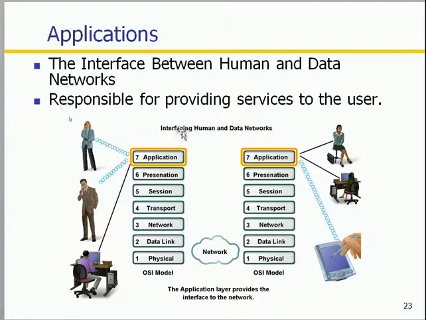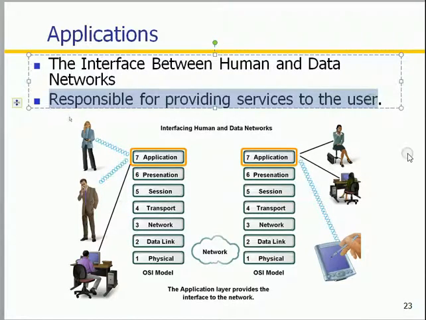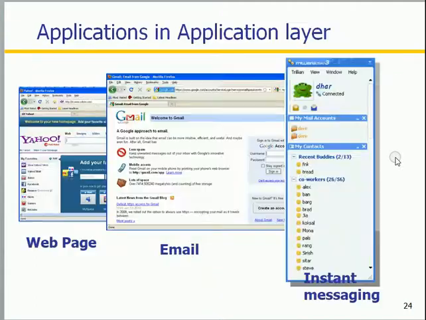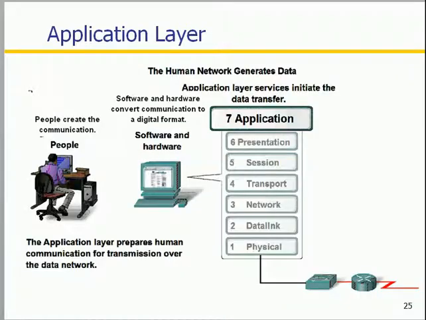Application layer is the interface between human and data networks, and it is responsible for providing services to the user, which is very important. So you know, this is where the Firefox, Chrome, messengers and email come into action. So this is really the beginning of the place. So you have Facebook, you have web page, you have email, you have Yahoo, Gmail, whatever, you have Viber, you have WhatsApp, Messenger. All these start with application layer. So that's where it begins.